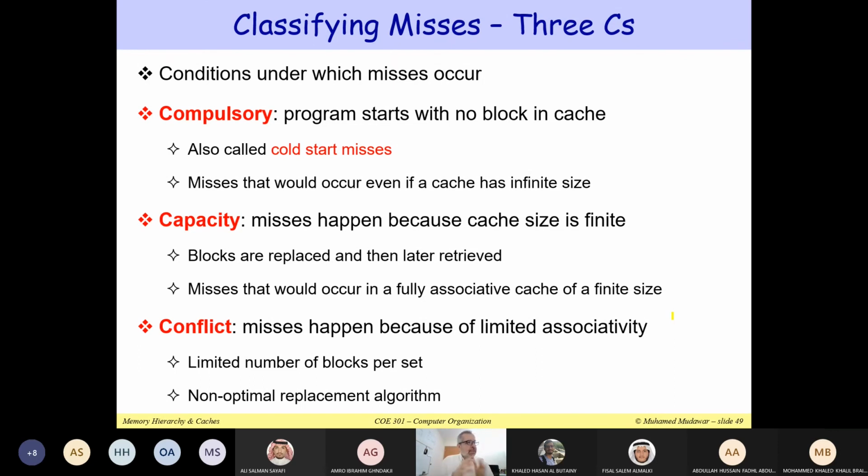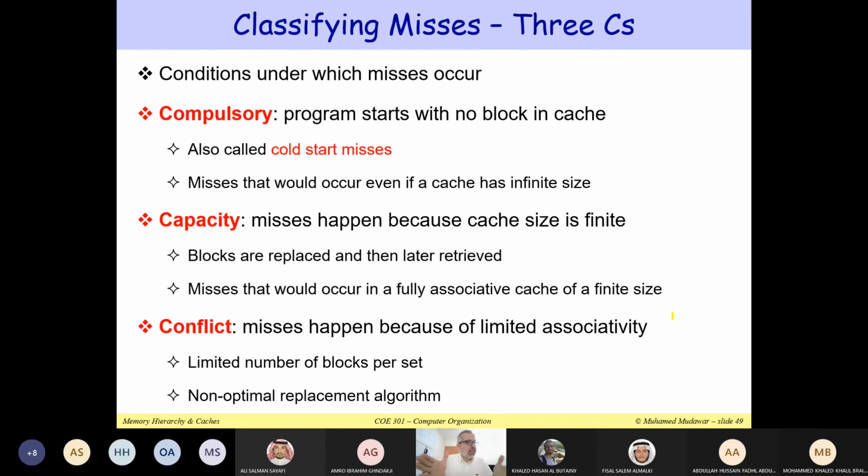Capacity means it's related to the size of the cache. If you have a bigger cache, you have fewer capacity misses. So basically if you increase the size of the cache, you can store more blocks and you can reduce the capacity misses. So basically you can classify each cache miss. Is it compulsory, is it capacity, or is it conflict?